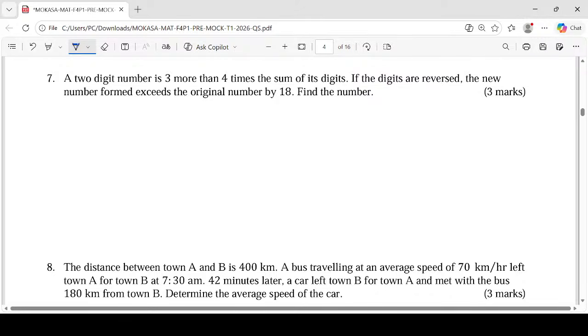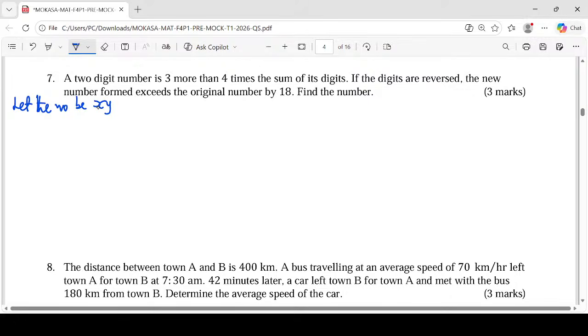So let the digits of the number be x and y. Remember this is a word problem question, part of algebra. We can say, let the number be xy. Then they are saying a 2-digit number is 3 more than 4 times the sum of the digits.